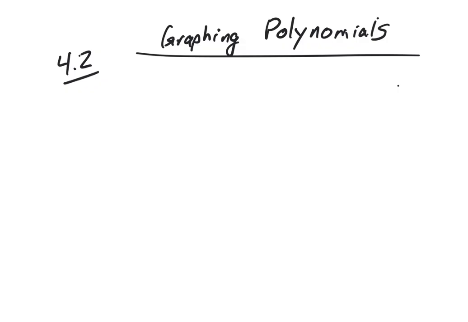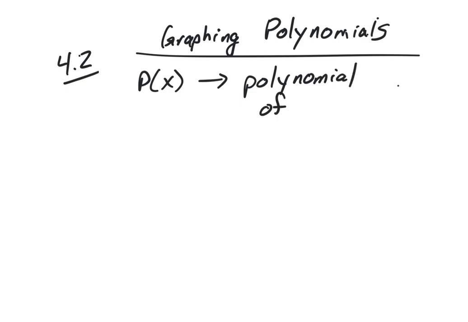All right, so first up, we're going to say P of x is a polynomial of degree n. And I'm not giving you a polynomial right here because we're going to talk about some important information that we're going to use as we start to graph today. So for any polynomial, there's certain information that we will always know based on the degree of that polynomial. And the degree, once again, is the highest exponent of that polynomial.